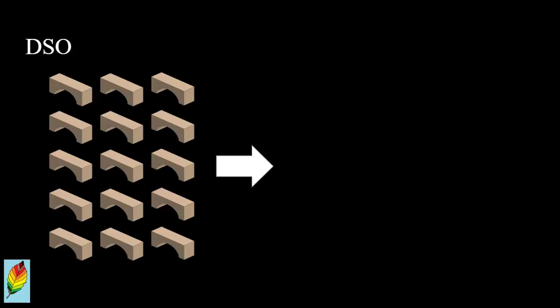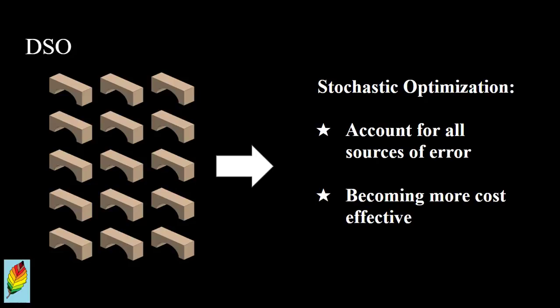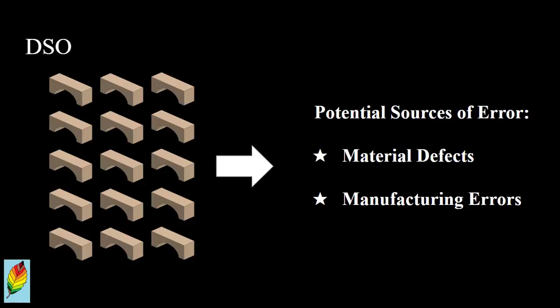The final step in CAO is the discussion of deterministic or stochastic optimization. Depending on the application in mind, sometimes it is unnecessary to complete stochastic optimization, as using a safety factor would suffice. However, in a situation like this where you would be manufacturing a large quantity of parts, it makes sense to complete stochastic optimization to cover all the sources of error, thereby becoming more cost-effective. After all, stochastic optimization allows us to include the possibility of material defects or manufacturing errors.